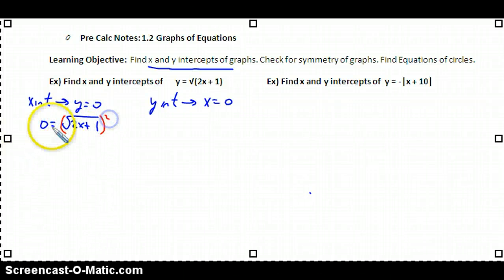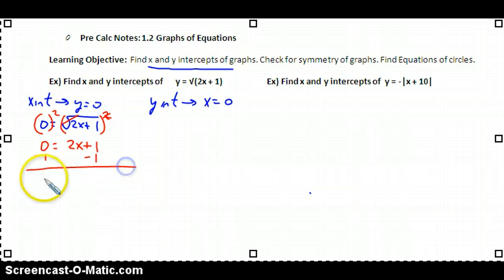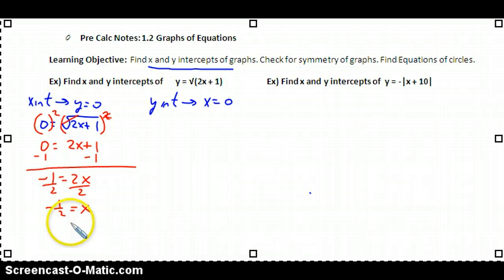So I'll get rid of the square root by squaring both sides. And I'd still have 0 over here, but this would end up with 2x plus 1, because remember the square roots and the squareds cancel each other out. Move the 1 away by subtracting, and move the 2 away by dividing. So I'd find that the x-intercept would be negative 1/2. Make sure you take the time to write this as a coordinate point. So as an x comma y, it'd be negative 1/2 comma 0.